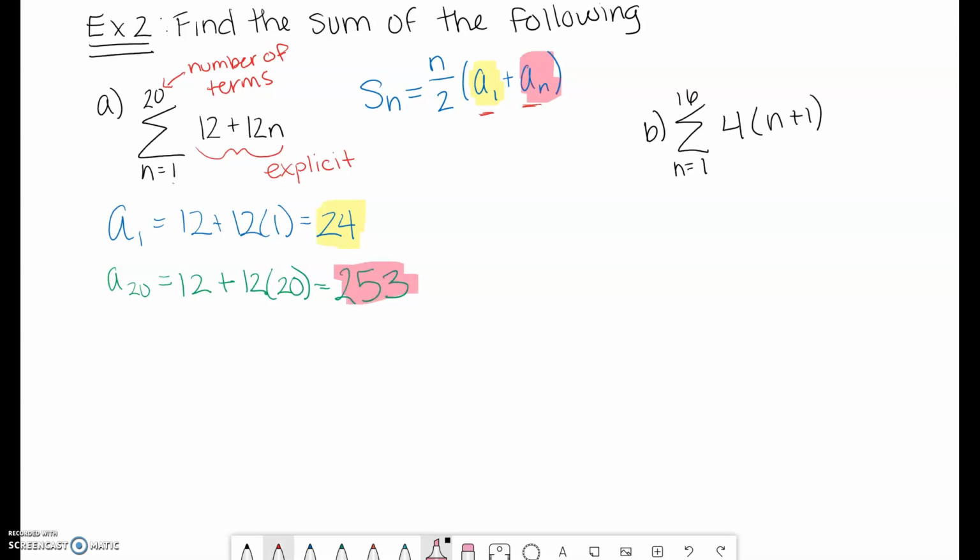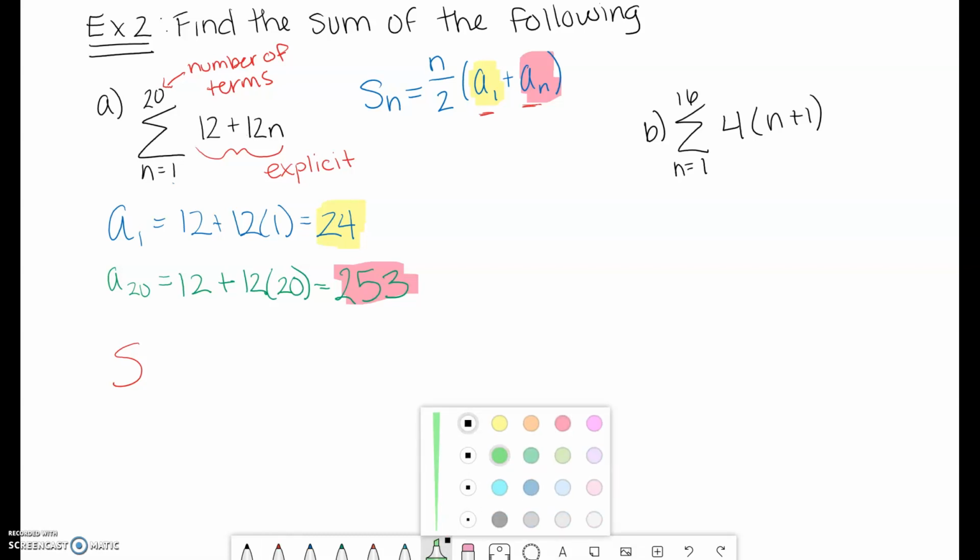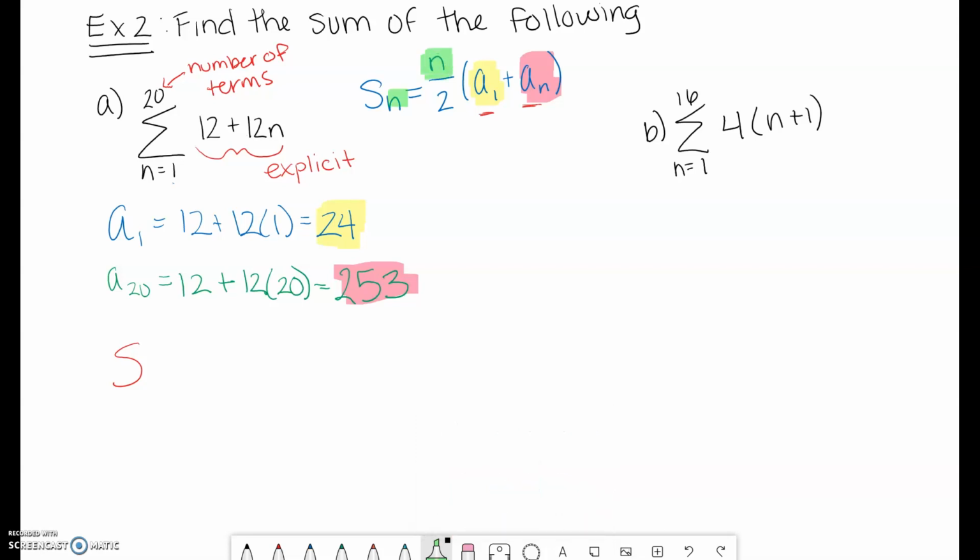Okay, so now we're going to go ahead and plug in. So we're finding the sum of, and this is, sorry, my highlighter is not opening. Going to be looking at the n value, which is going to be this one right here. So now we have the sum of 20 terms equals 20 divided by 2 times our 24 plus the 253.